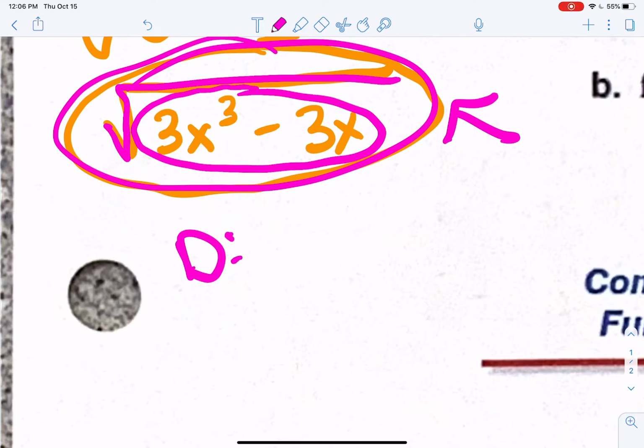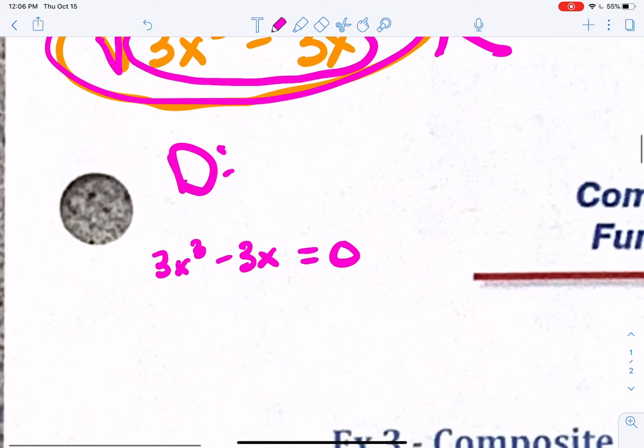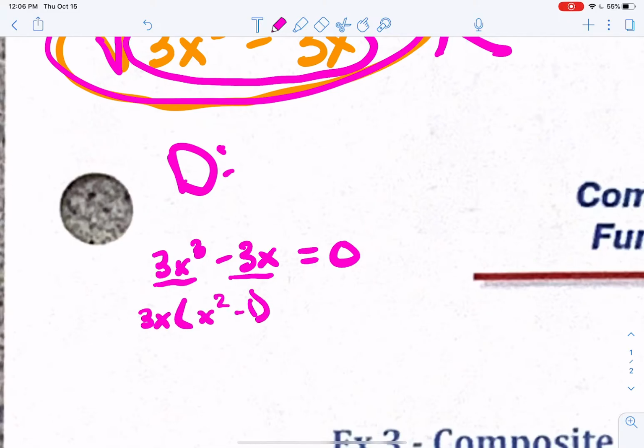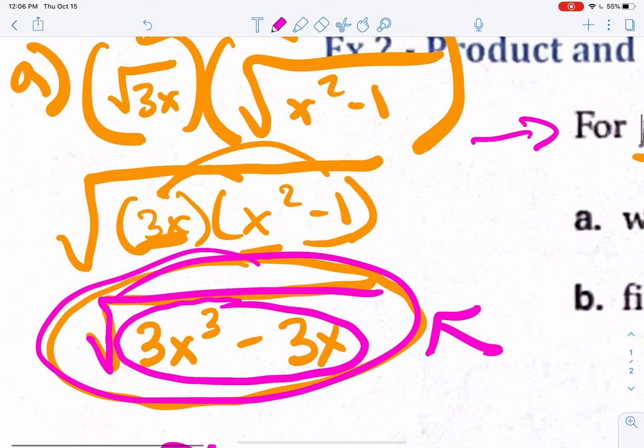So what I'm going to first do is take 3x squared, or excuse me, 3x cubed minus 3x, and set that equal to 0. Okay, and then we're going to solve this. So 3x cubed minus 3x equal to 0. The first thing that I'm going to do is look at both of those pieces and see if there's something that I can pull out. So what I'm going to pull out is the 3x, and left over is x squared minus 1. Kind of like the two pieces that we started with right here.